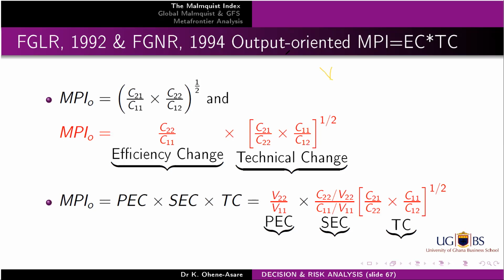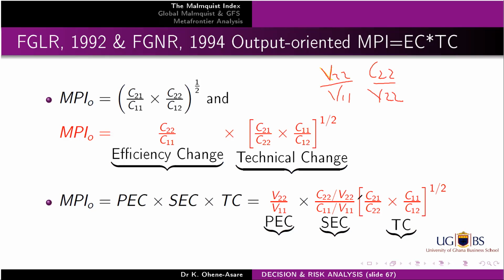Let me take a different color. This is V22 over V11. I'm rewriting. And then this one here, which is the scale efficiency, I want to show you something there. It is times C22 over V22, if you can see it, all divided by, do you see it's all divided by C11?